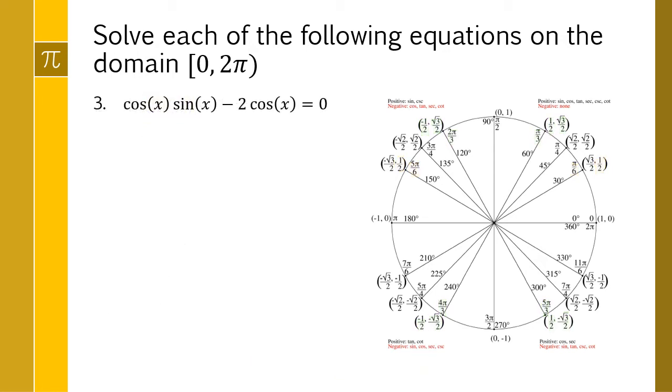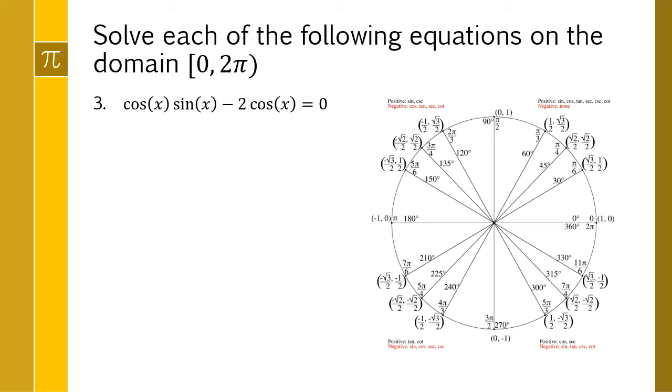Alright, so for problem 3 here, let's take a look at a slightly more complicated example. And the difference with this one is that we have not one but 2 different trig functions. So our step of isolating the trig function is going to involve some factoring to see if we can get these separated. So when you have 2 different trig functions in the problem, similar to what you would do with your verifying identities problems, we're going to look for a greatest common factor.